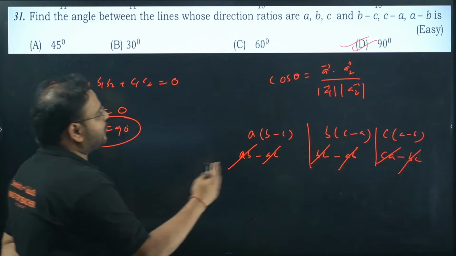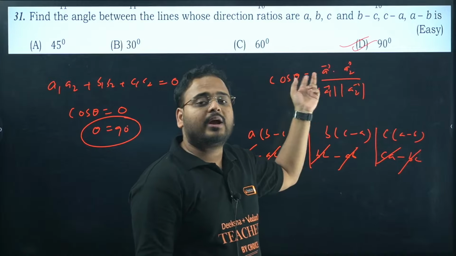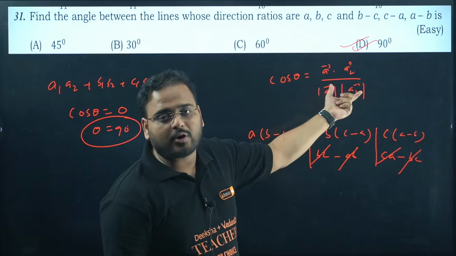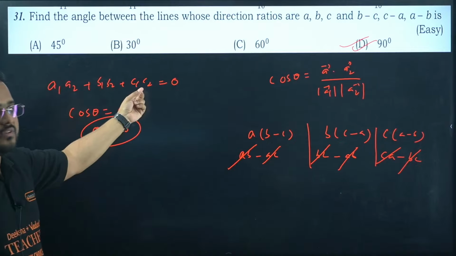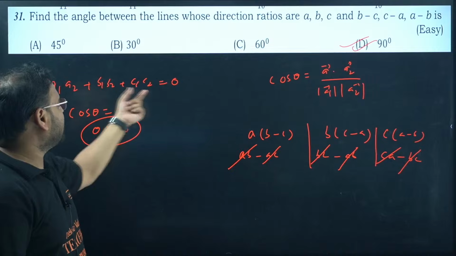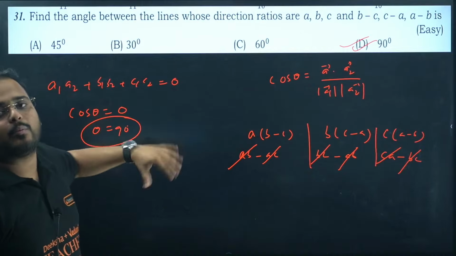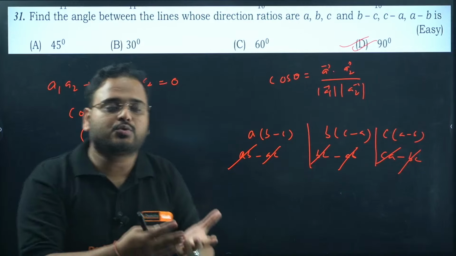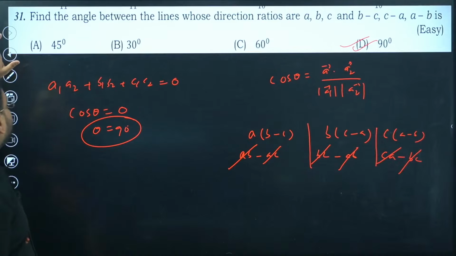Because if you take the product of these two vectors, you get the product of the components. a1, a2, b1, b2, c1, c2 are the x, y, z components. That's why I've taken this as 0. It means whatever the denominator is doesn't matter, the whole thing will be 0. So cos theta is 0 and theta is 90 degrees. Option D is the right choice.